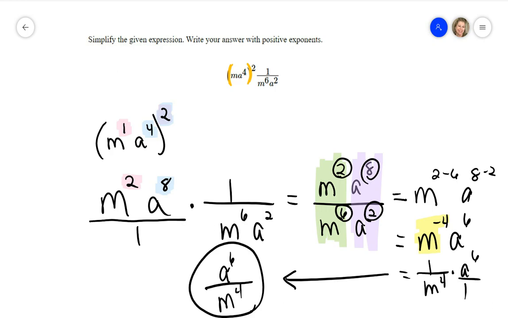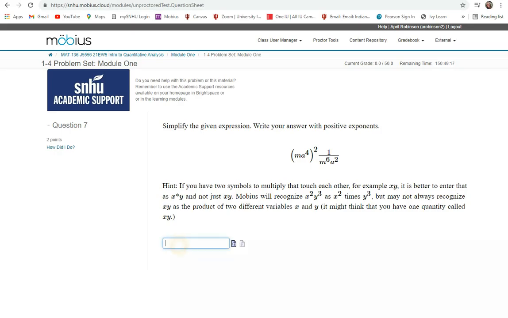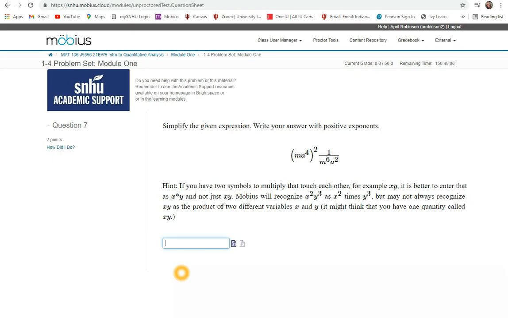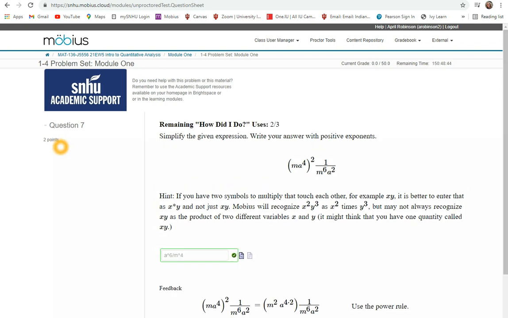So I'm going to go back into Mobius. I'm going to click on this, and will it let me? No, it doesn't give me any of that. I've forgotten already. What was it? A to the 6th over m to the 4th. So a raised to the 6th over m raised to the 4th. Let's see. How did I do? Is it going to accept it? Yep, it accepted it.